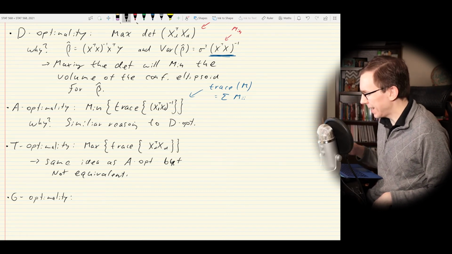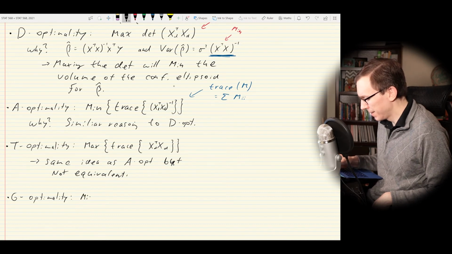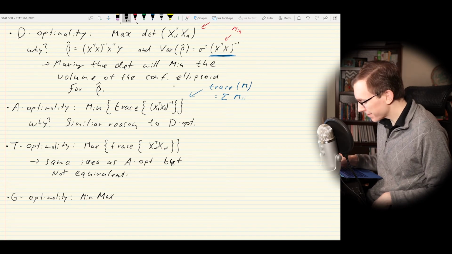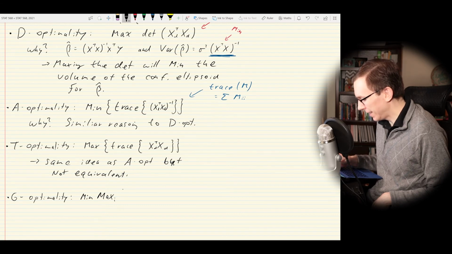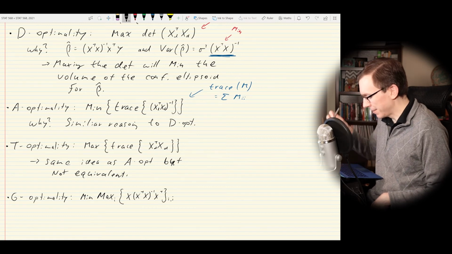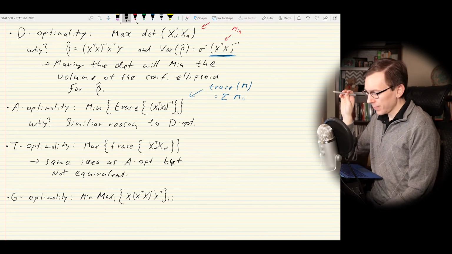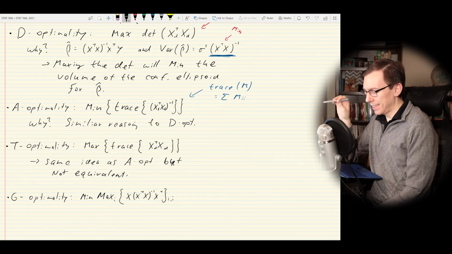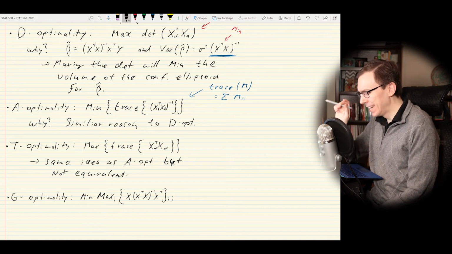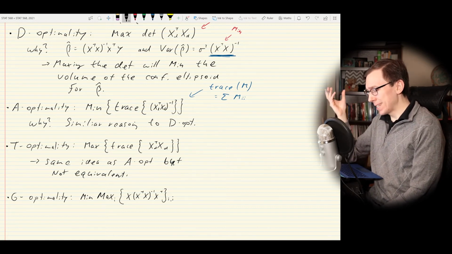We have G optimality, and G optimality says I want to min the max. Min max shows up a lot. I want to minimize the maximal element, the ith entry of the matrix X transpose X inverse X transpose. This is the ith diagonal entry of the matrix X transpose X inverse, X transpose. Now, what is that matrix?